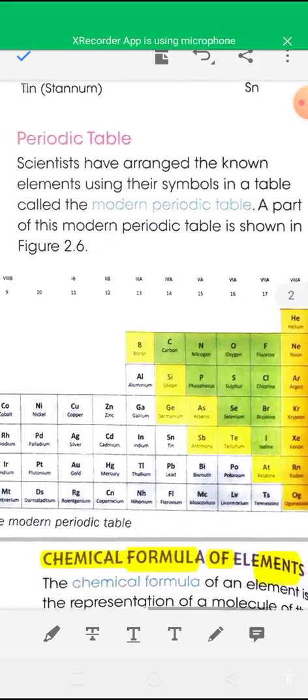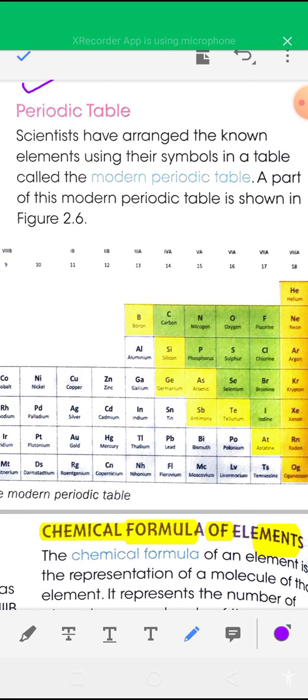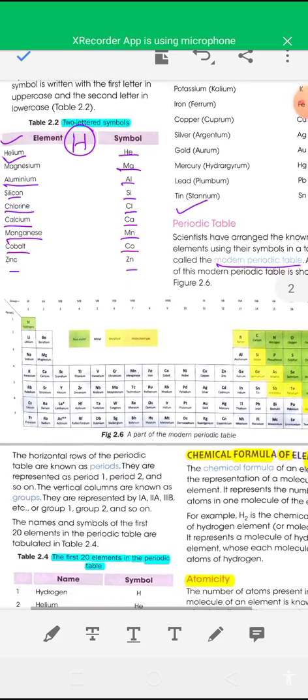Now see the periodic table. What is the periodic table? Nowadays almost 118 elements are found in nature, and scientists have arranged all these elements using their symbols in a tabular form, which is called the modern periodic table. A part of the modern periodic table is given here. You can see this is the modern periodic table.